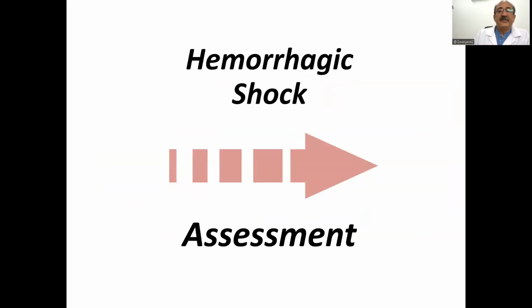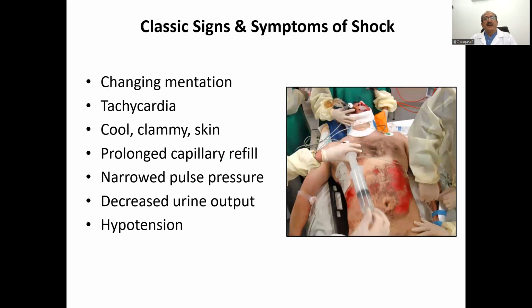How can you assess hemorrhagic shock? Classic symptoms of shock. If you come to the scene and meet the patient, these are changing mentation, tachycardia, as we already discussed, cool, clammy skin, and prolonged capillary refill. Usually it is less than 2 seconds normally. If it is prolonged, this is a sign of shock. Narrowed pulse pressure. Usually it is 30 to 40, so finally it becomes 30 to 10. Also decreased urine output and hypotension.